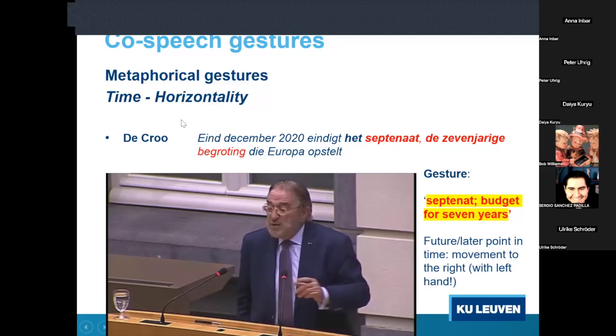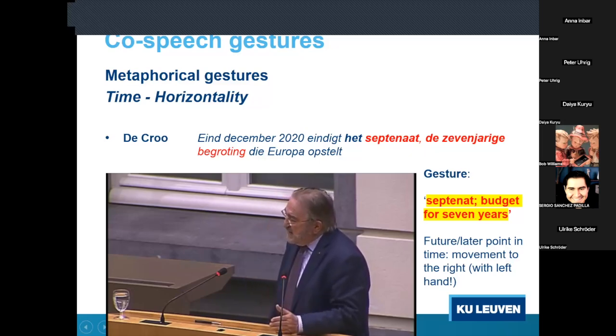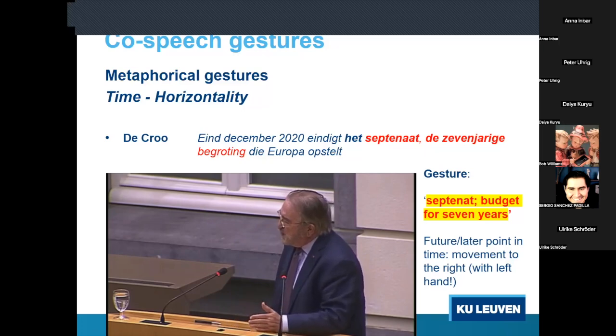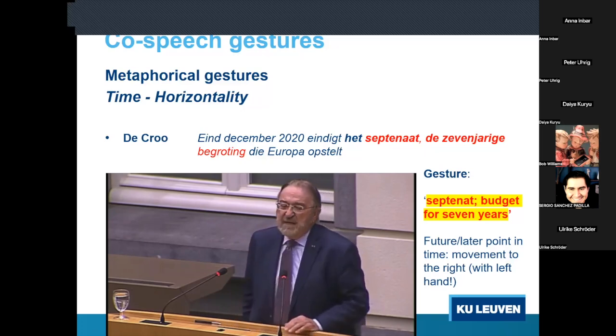Eind december 2020 eindigt het septenaat, de 7-jarige begroting die Europa. Yeah, so he marks the beginning of the septenate, and then he progressively, by 3 steps, not by 7, it's not an iconic representation, he moves his left hand further to the right, okay, to mark the beginning of the septenate, then further to the right. So this is another example of a metaphorical gesture representing time.